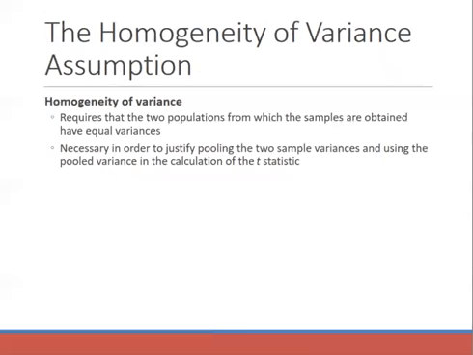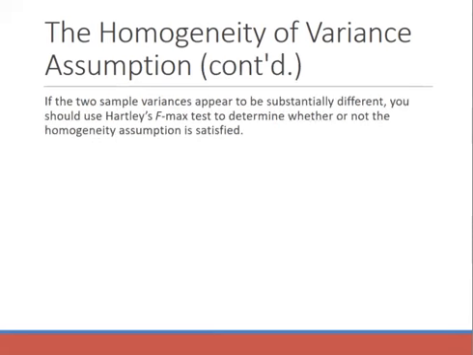Most hypothesis tests work reasonably well even if the underlying assumptions are violated, but homogeneity of variance is kind of an exception. You really need to have homogeneity of variance in order to justify pooling the two sample variances. This really becomes an issue mostly when you have two samples of very different sizes.